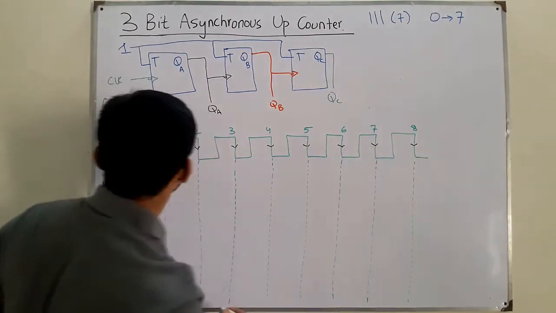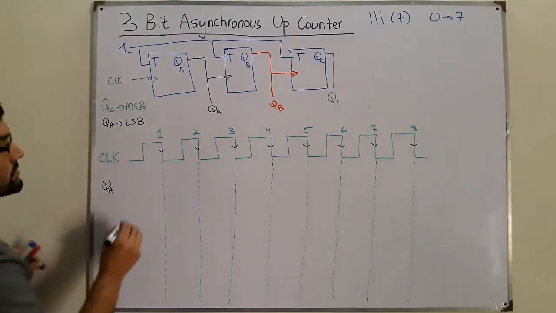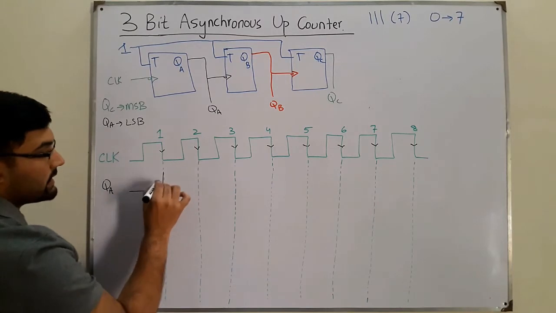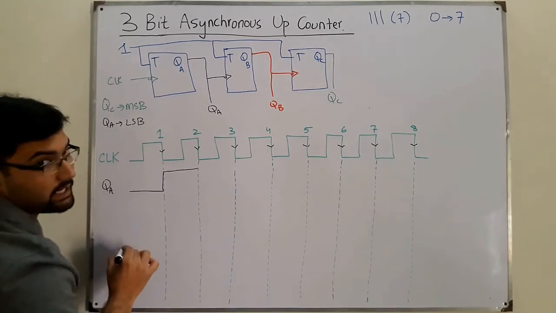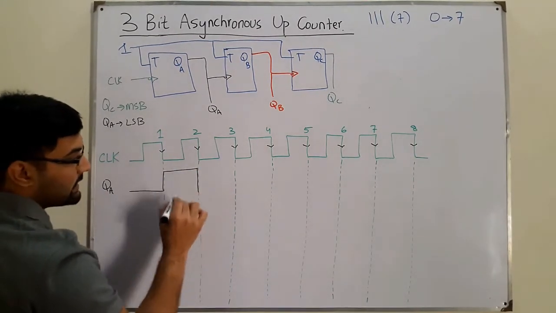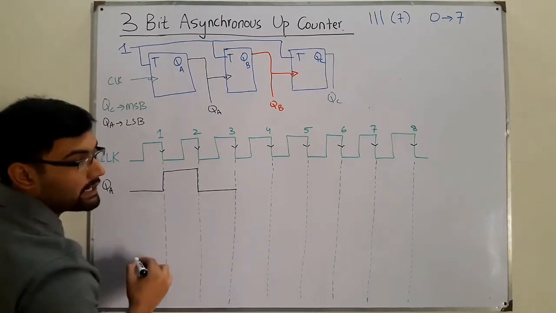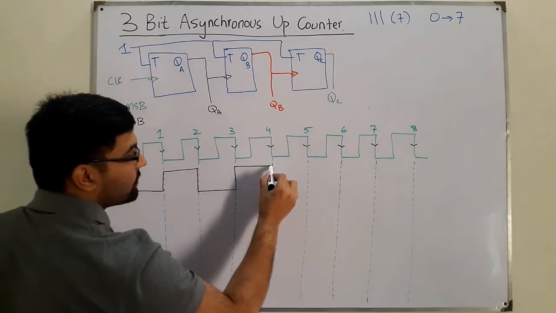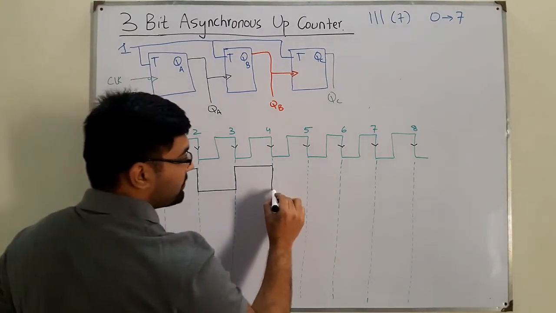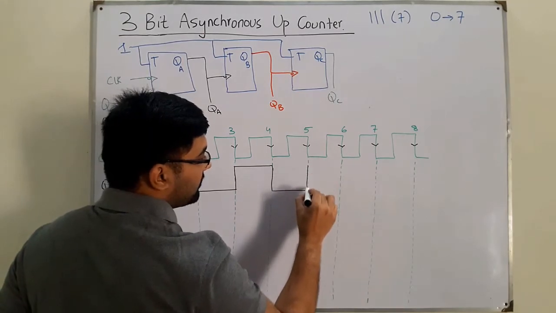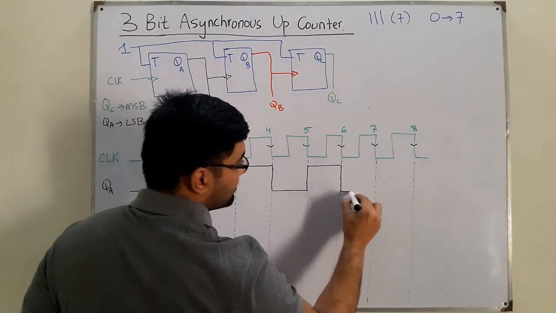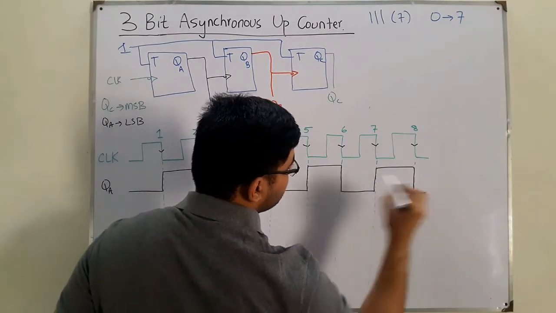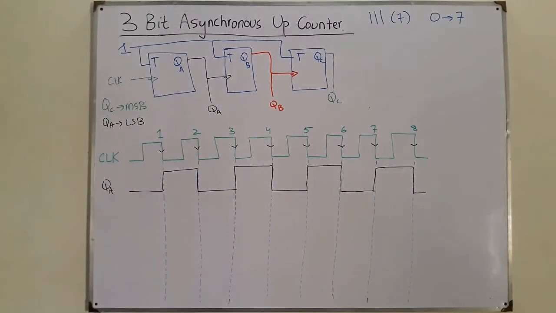Initially, let's say QA was 0. When the first negative edge arrives, it will toggle, get high, and remain high till the next falling edge. Then on the falling edge, it toggles again and stays low till the next falling edge. On the falling edge, it toggles again and stays high. This process repeats. On each falling edge it toggles. That's the graph for QA.